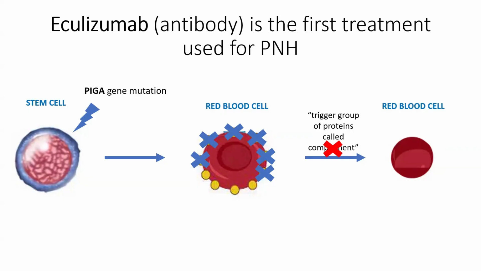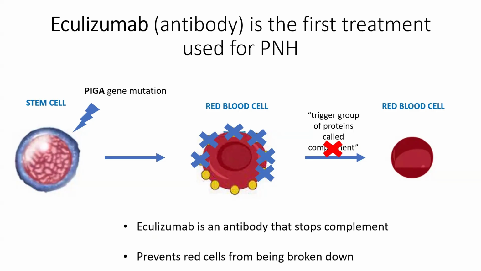They're going to hang around in your blood longer. So that's how we prevent the problem of PNH. It's not really getting rid of the problem at the root, but shutting off what it's doing. So it's an antibody that stops complement, and it essentially just prevents the red cells from being broken down. So the red cells, even though they're missing these important proteins on the surface, are no longer being destroyed, and you feel better.